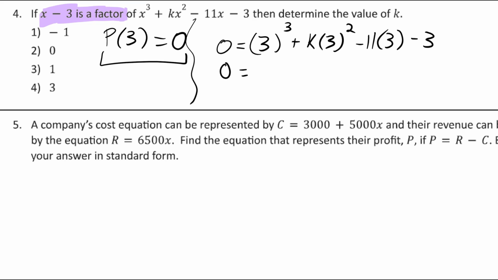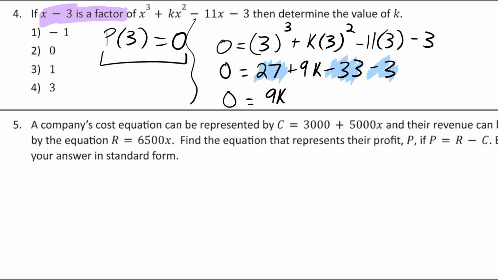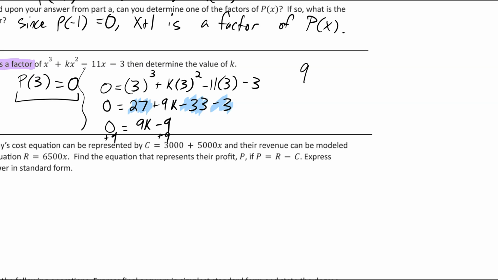So 3 cubed is 27, 3 squared is 9, 3 times 11 is 33, and then notice I've got a bunch of constants that I combined there, 27, negative 33, and minus 3. If I add all those together, I would just get a negative 9. And if I solve this equation for k, I could add 9 on both sides to get 9 equals 9k, and divide out the 9 on both sides to get k equals 1.